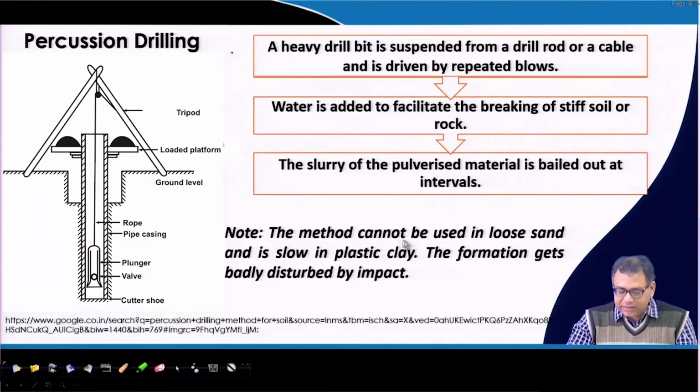Then, the method cannot be used for loose sand, and it is slow in plastic clay, and the formation gets badly disturbed by impact, because here we are applying repeated blows, or impact. So the formation may get badly disturbed by this impact.